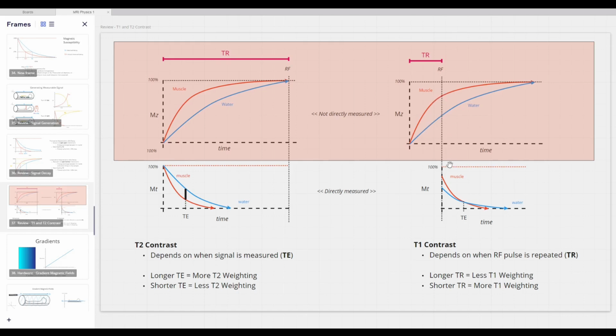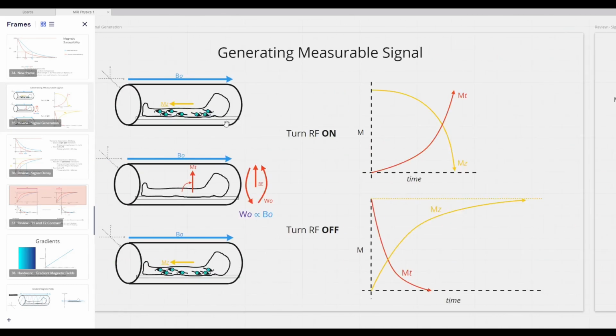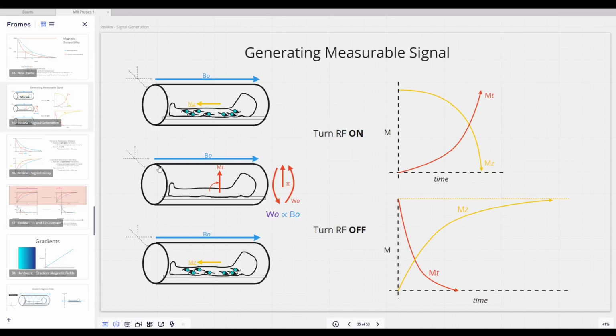And so when you knock it down, you're going to have more signal in muscle because you had more to begin with when you applied your RF pulse and you put this magnetization in the transverse plane. Again, it's just this happening over and over again.